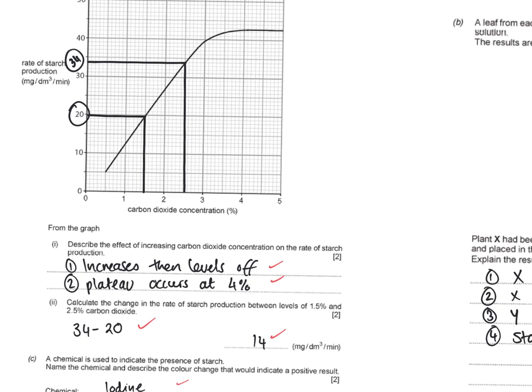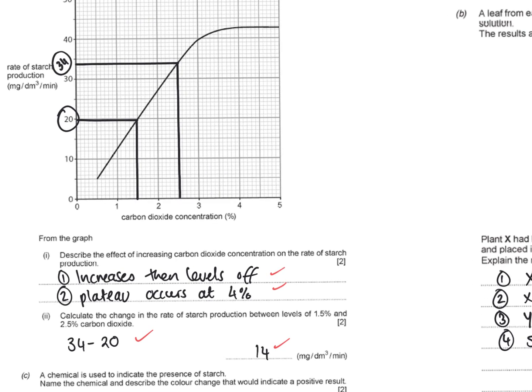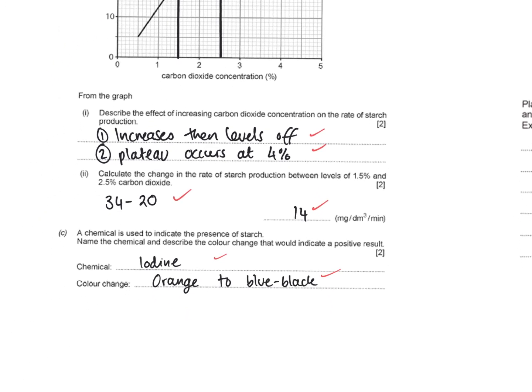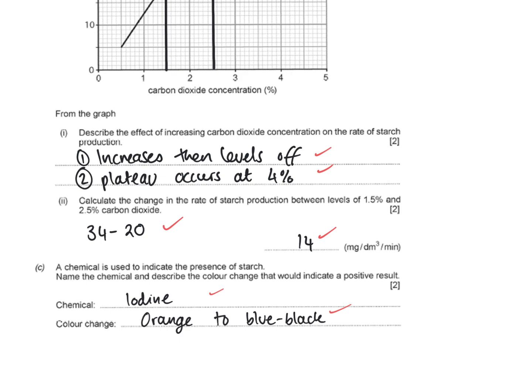For part 2, it says calculate the change in the rate of starch production between the levels of 1.5% and 2.5%. So on our graph, we're going to go from 1.5 all the way up to it hits the line, and across that gives us a value of 20. And then we have 2.5 all the way up, and across that gives us a value of 34. So the change is 34 minus 20, which gives us an answer for 2 marks, if it's correct, 14. But if you didn't get the correct answer here, you get 1 for your working out, 34 minus 20. At the bottom, a chemical is used to indicate the presence of starch. That chemical is iodine for 1 mark, and the colour change is orange to blue-black.